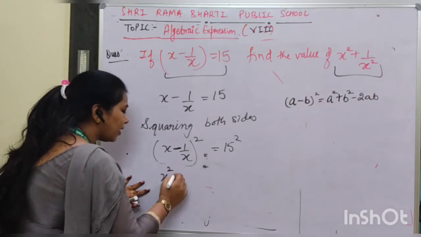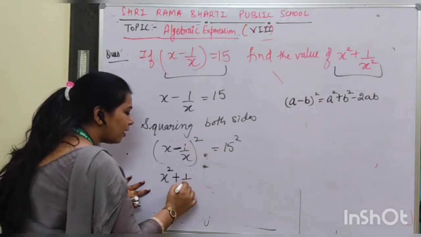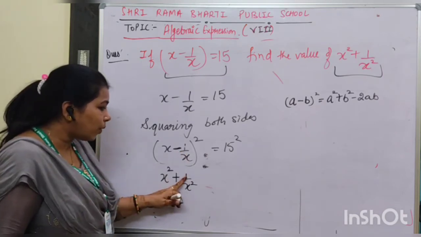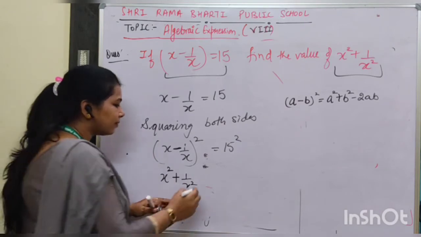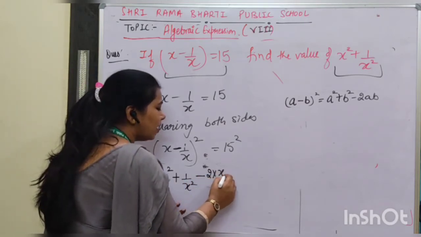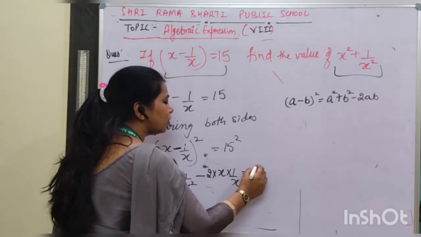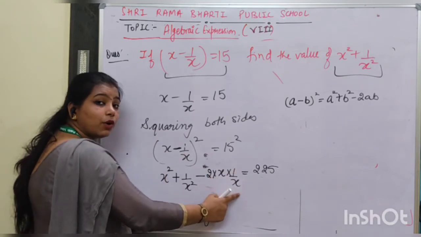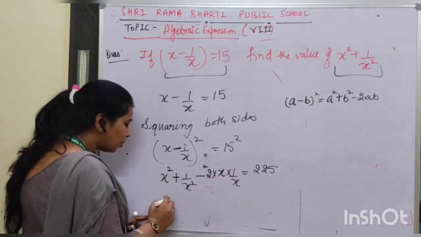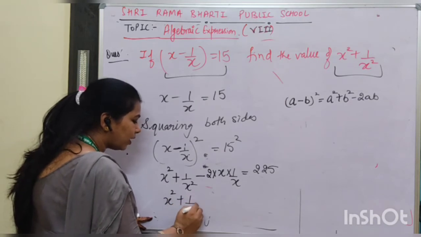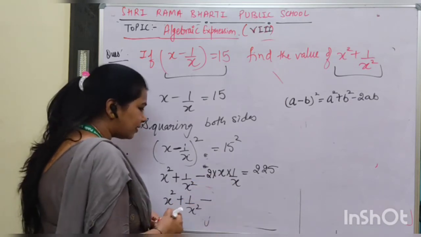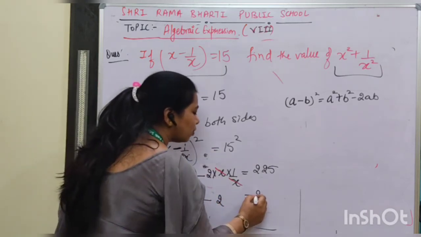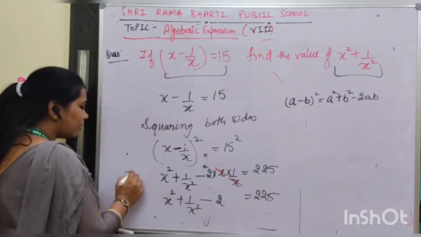So it will become x square plus 1 upon x square, because when we square 1 upon x, it is 1 into 1 over x into x, that means x square, minus 2 into x into 1 upon x equals 225. Here x is the first term, 1 upon x is the second term. So it will be x square plus 1 upon x square minus 2 times x into 1 upon x. Here both x can be cancelled. We are left with only 2, and it is 225, right?